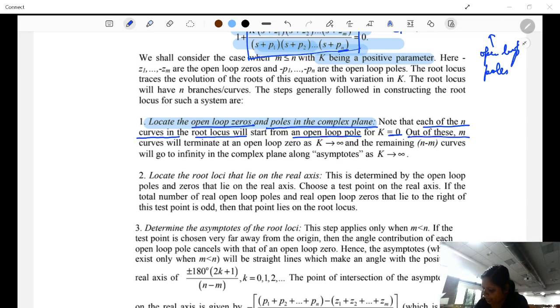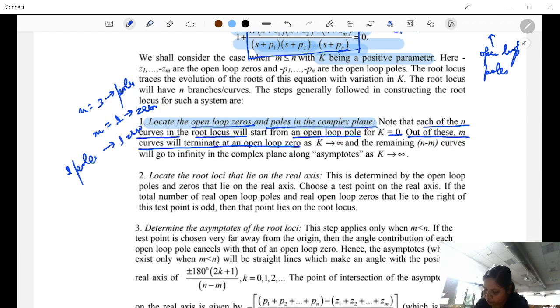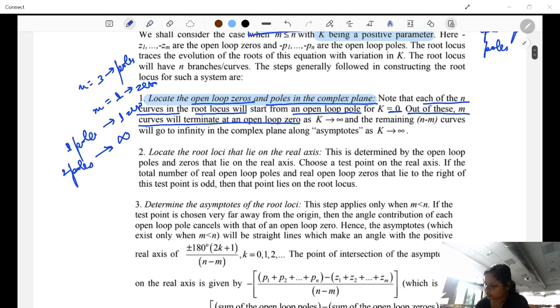Out of these, m curves will terminate at open loop zeros. For example, you have n is equal to, let's say, 3 and m is equal to 1. That means you have 3 poles and 1 zero. So for one pole, we have a zero, right? But for 2 poles, we do not have zeros, so they will terminate at infinity. So this is the way it works.